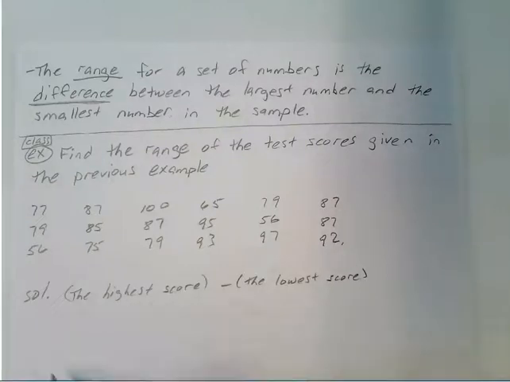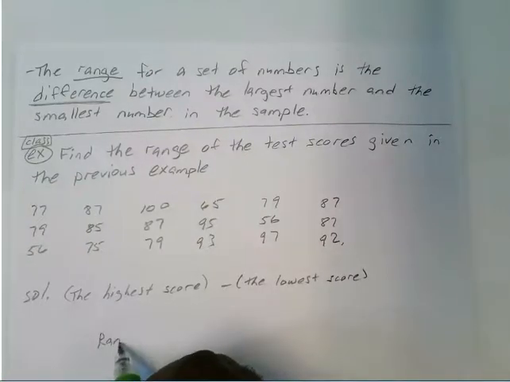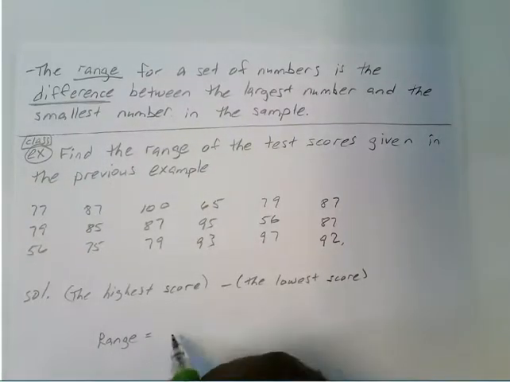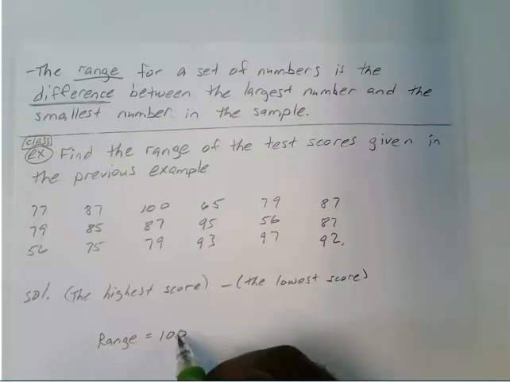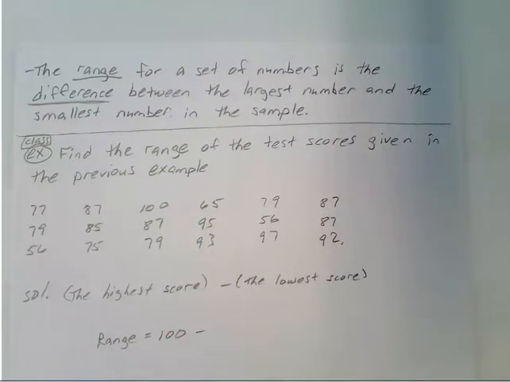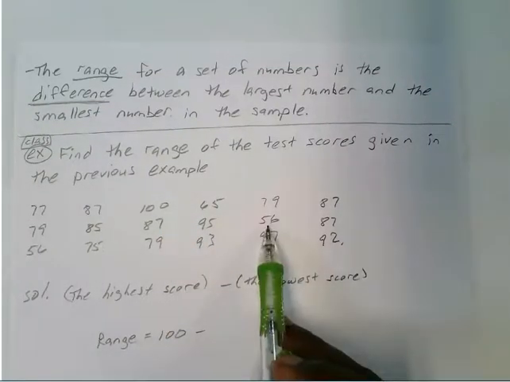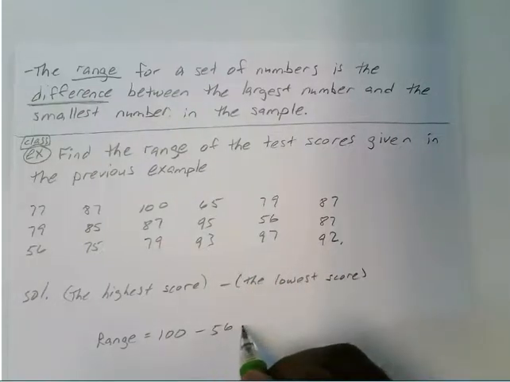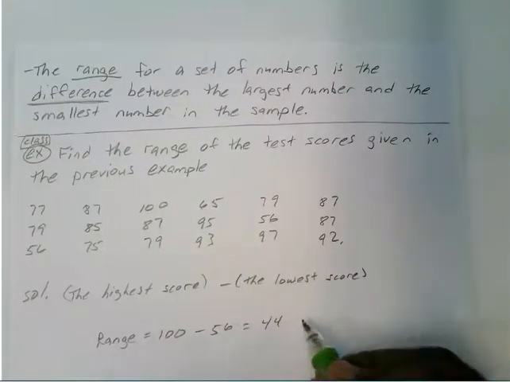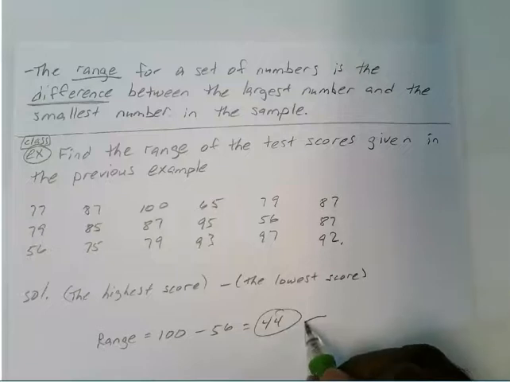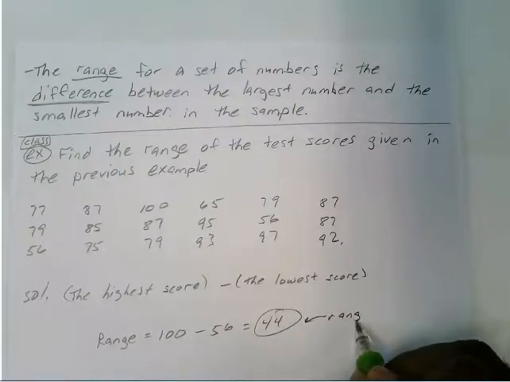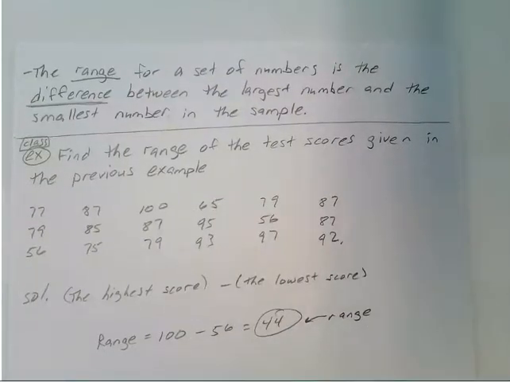Okay, that's your range. Okay, so your range is going to equal your highest score, which is 100, minus the lower score, which is 56, equals 44. That's your range. Okay, told you it was pretty quick to find the range.